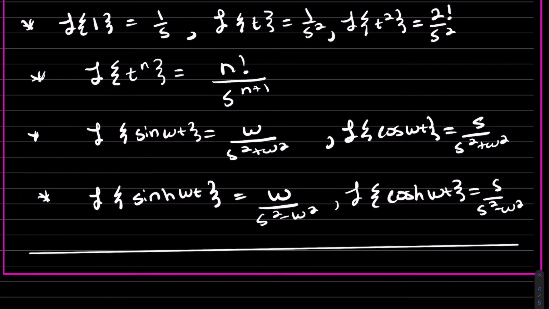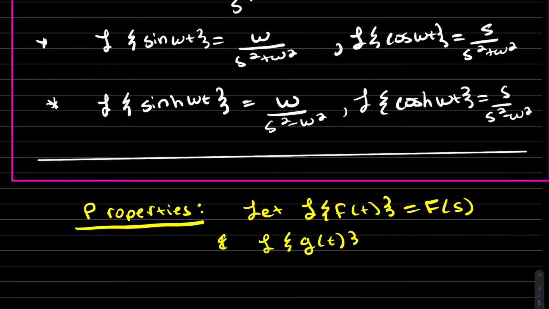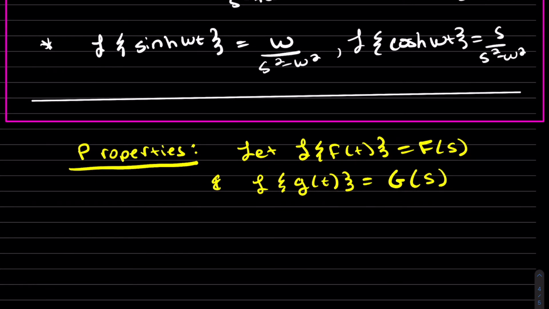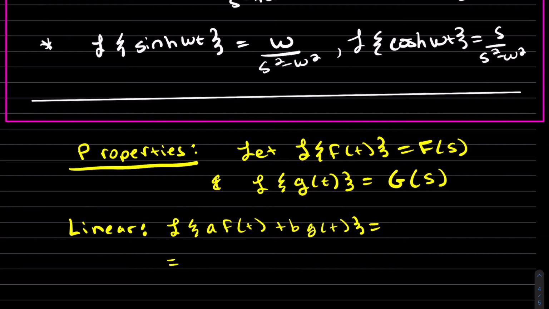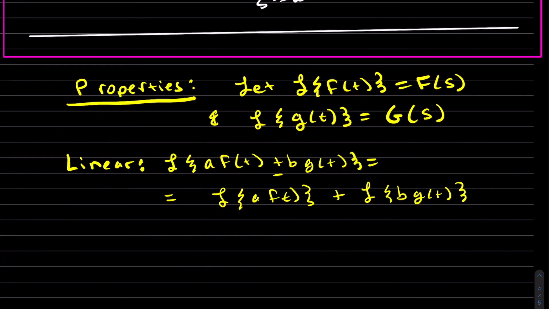So some properties. Given two Laplace transformations of different functions, we have our linear property. And we can basically rewrite it, the plus, as two different transformations. Just like integrals and derivatives, you could do the same thing. And take the constant out.